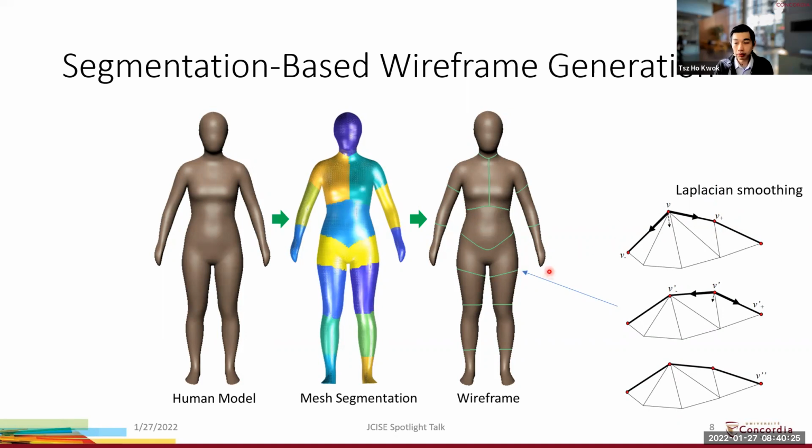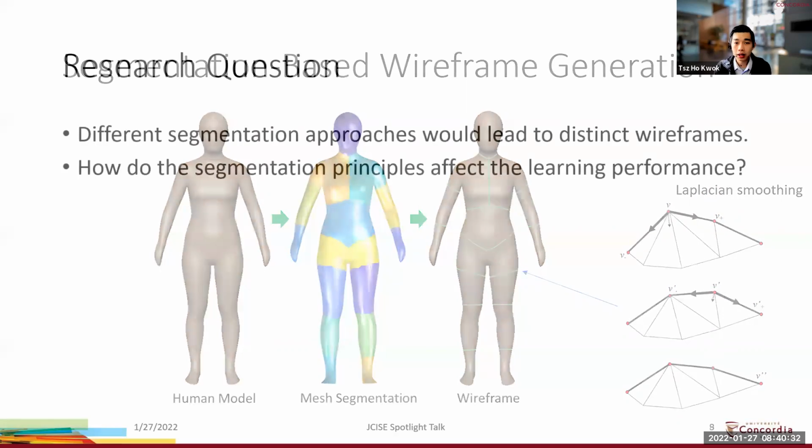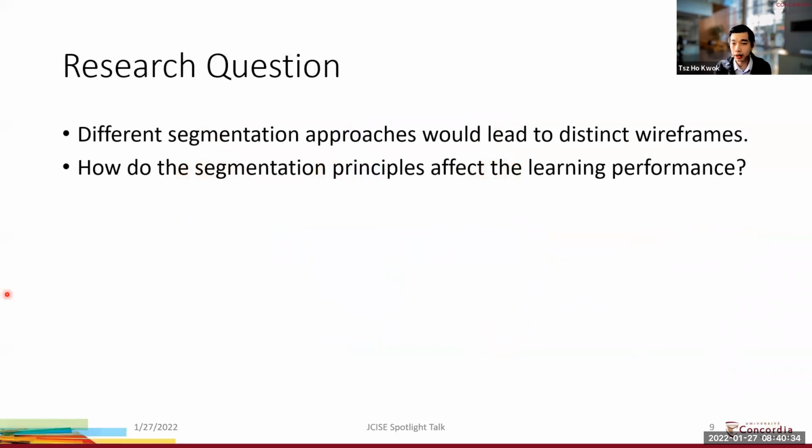Now, this is good. Using segmentation, we can automatically obtain different wireframes, but the problem right now is that different segmentation approaches will lead to totally different wireframes. And each of them uses different segmentation principles. How do these segmentation principles affect the learning performance, affect the parametric modeling? That is the major research question we want to answer in this work.